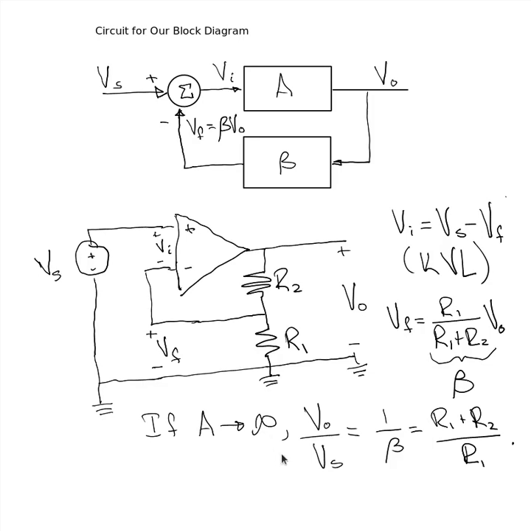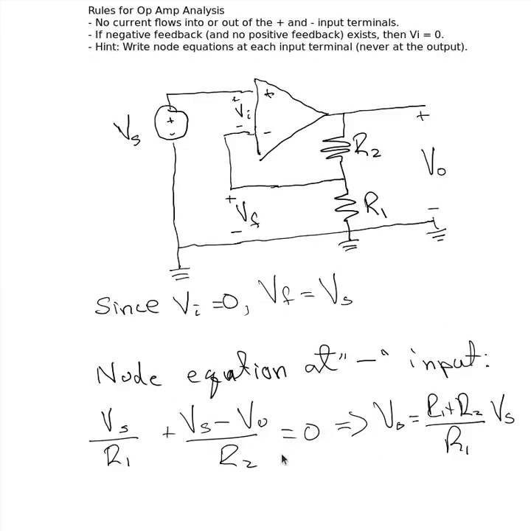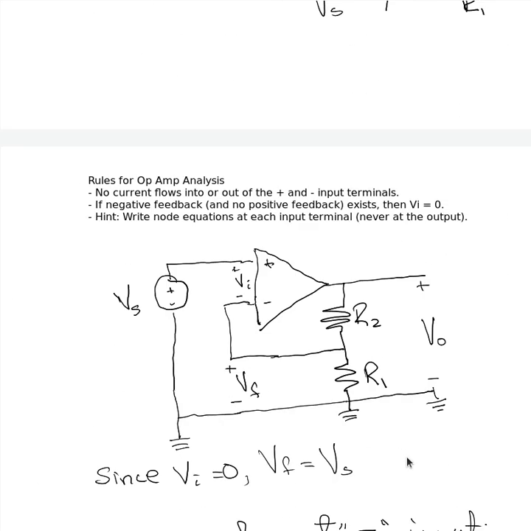Now let's see if we can come up with some rules for analyzing op-amp circuits like this one. So the first rule I came up with was no current flows into or out of the plus and minus input terminals. Why is that? Well, that's because in our original model there was an infinite input resistance. Remember back up here, this Ri went to infinity, so that means it's an open circuit, so no current flows in the V+, likewise no current flows in the V-. So that was the first rule that we needed.